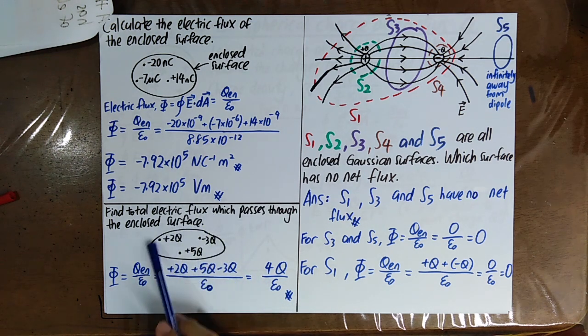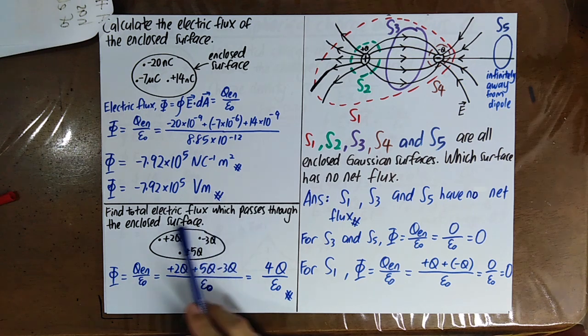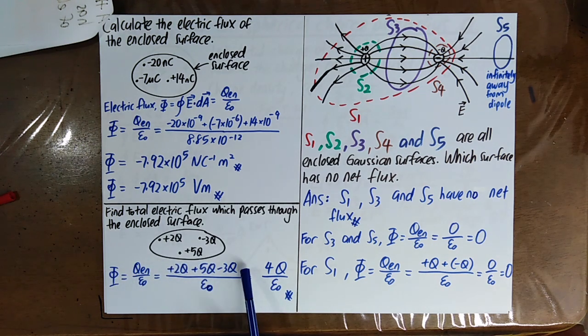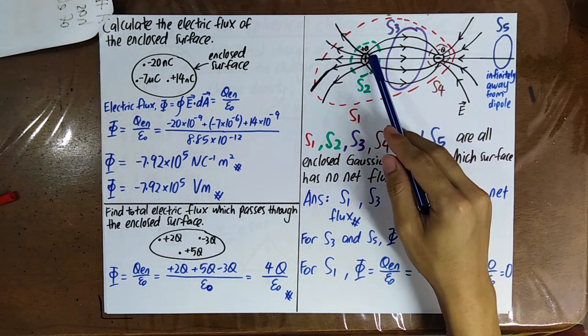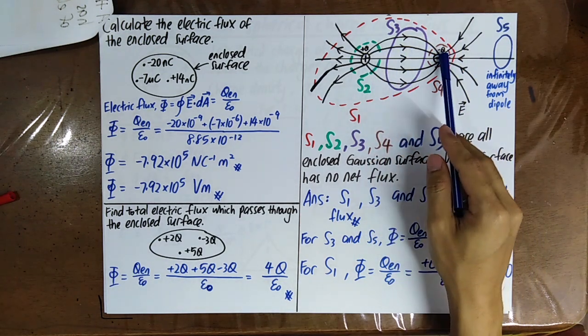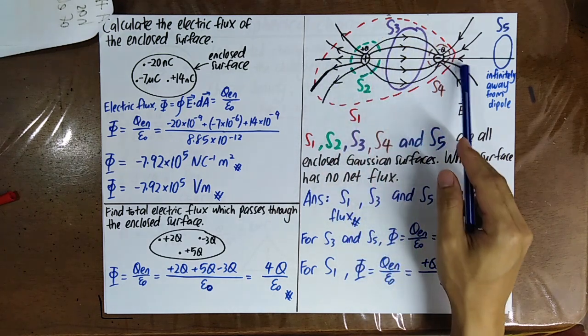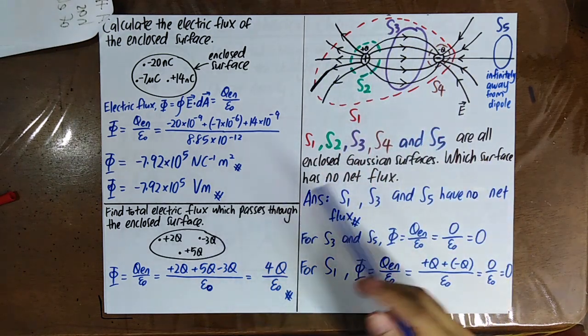Find the total electric flux which passes through this enclosed surface. By the same reasoning, you simply sum up all the charges divided by epsilon naught. Now you are given a picture of the dipole, and the black lines show the direction of the electric field strength.